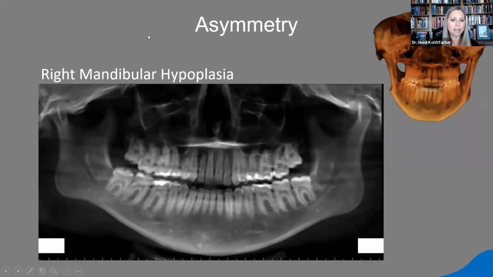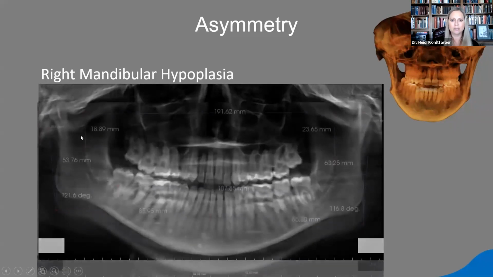We can have asymmetry. You might have a right mandibular hypoplasia. So this condyle is very small when I compare it to the other side. And sometimes we're not quite sure if we have a hypoplasia versus a hyperplasia. And with that, I tend to look at my glenoid fossa to kind of let me know exactly what's going on. We can also look, of course, at our mandible. So we can definitely see that the mandible has decreased size on the right side versus the left side. And so that can kind of help us when we're trying to decide which side actually has the particular issue. So this is a right mandibular hypoplasia.